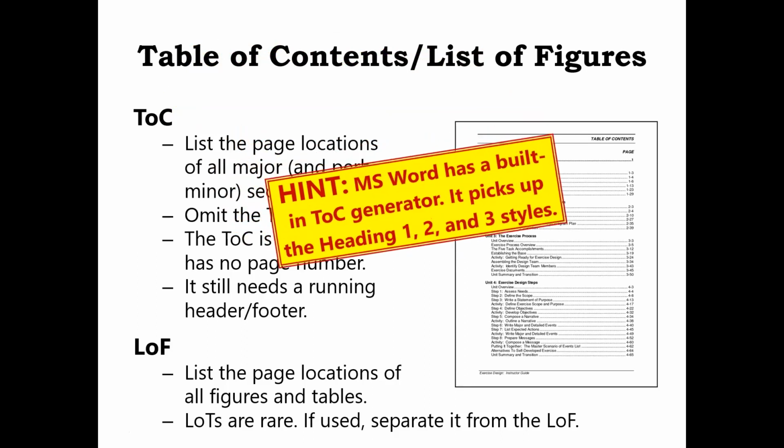Oh, and here's a little hint for you. Microsoft Word has a built-in table of contents generator. You don't need to do it by hand. Matter of fact, please don't do it by hand. Just click a couple of buttons, it will do it for you. And make sure you build your documents using the styles, the built-in heading 1, 2, and 3. The TOC generator will pick those up and generate the document table of contents for you.